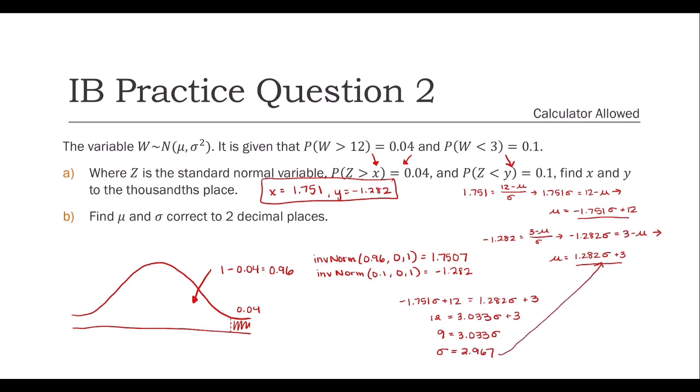We can plug that in and find mu. So mu equals 1.282 times 2.967 plus 3, which equals 6.80369. We need to round to 2 decimal places, so mu will equal 6.80, and our standard deviation will equal 2.97. So mu equals 6.80, standard deviation equals 2.97. And that's it for this problem.